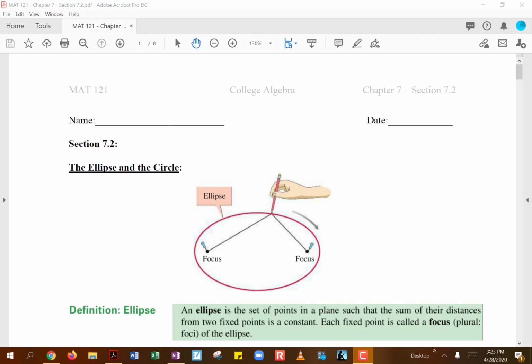Hey everyone, so we're looking at section 7.2 today, continuing our discussion of conic sections. And in this section, we are going to look at the ellipse and the circle.